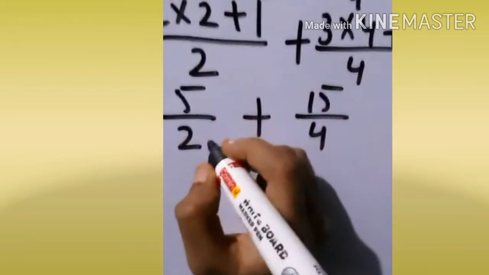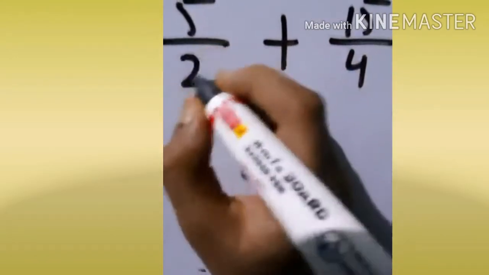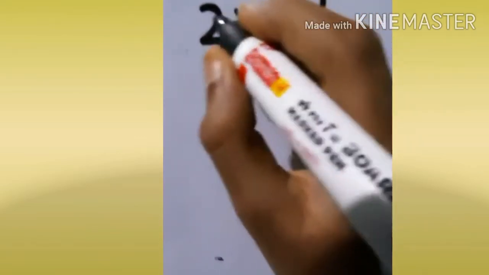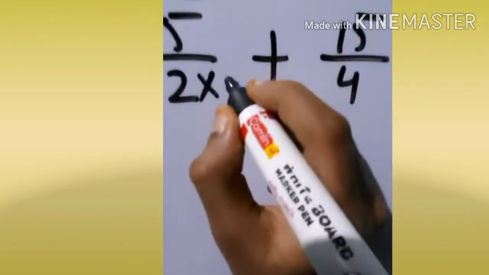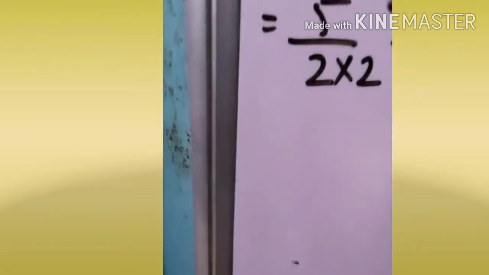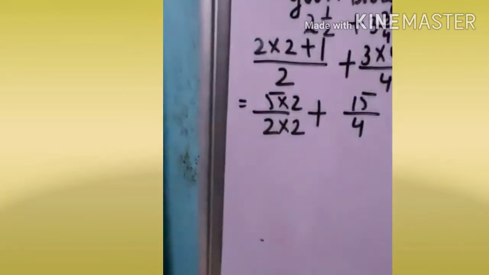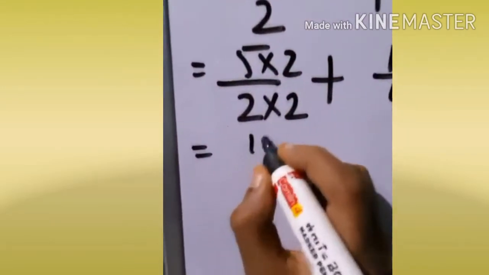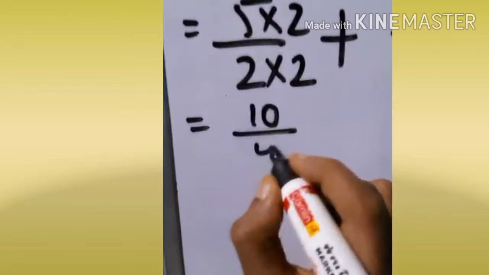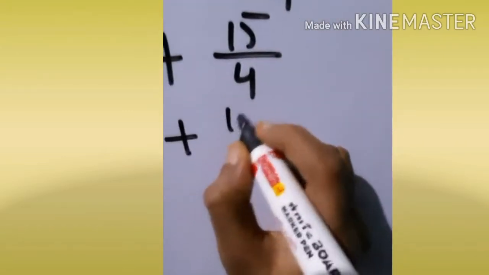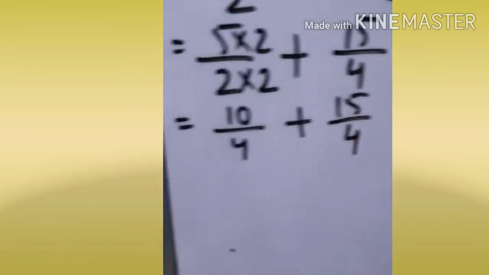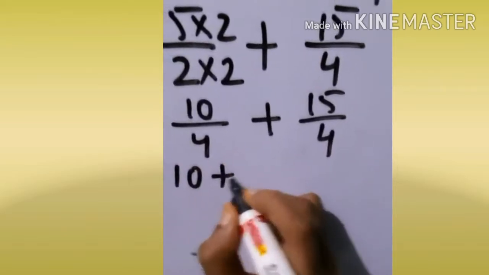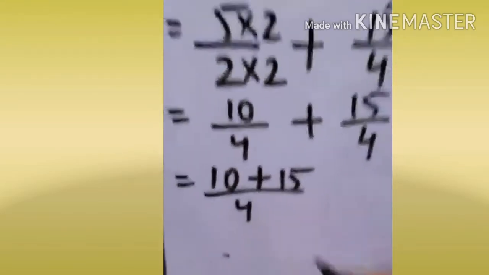Now here 2 is the small denominator, so we will multiply. How many times does 2 go to 4? It goes 2 2s is 4, and same we'll do for this also. Then our next step, we will write 5 2s is 10, 2 2s is 4, plus 15 as it is, it will come down. Now we will add this, 10 plus 15 upon 4.